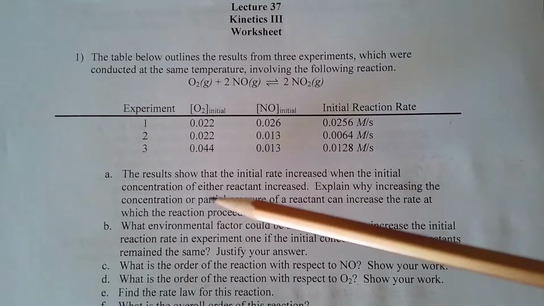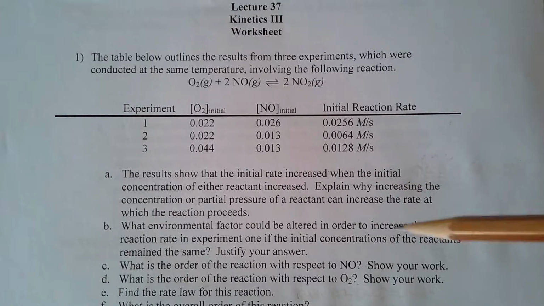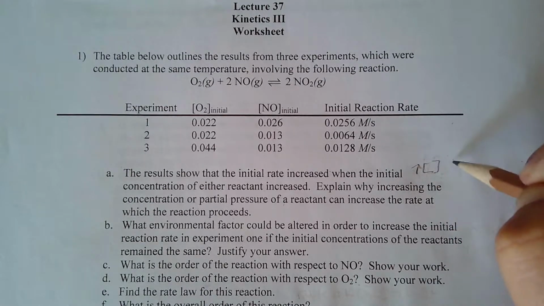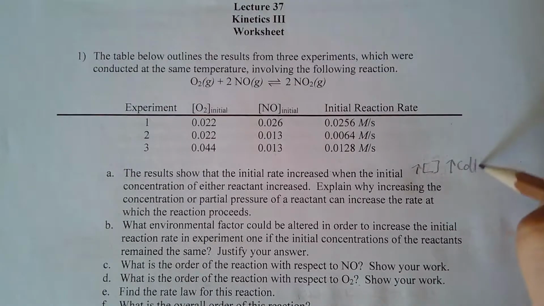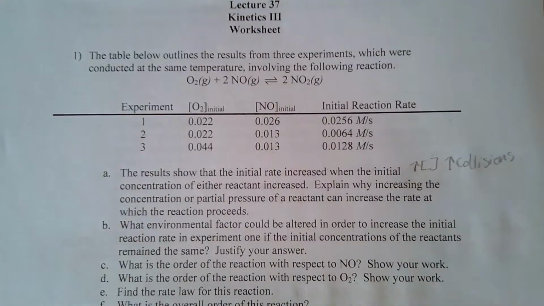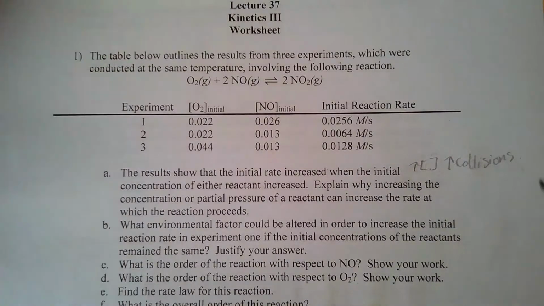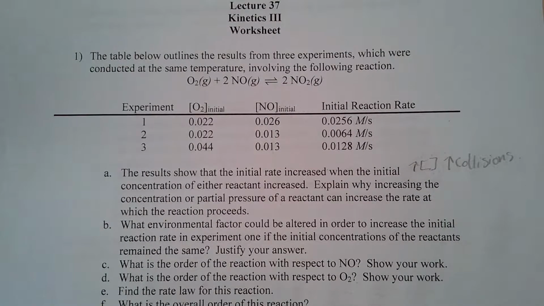Why would increasing the concentration or the partial pressure of a reactant increase the rate at which the reaction proceeds? And the reason for this is that when you increase the concentration, you're going to increase collisions. Right? So when you increase the concentration, you're going to increase collisions, and therefore you're going to increase the rate of the chemical reaction. Okay, so everything is about collisions, and collisions with the proper energy and the proper orientation.